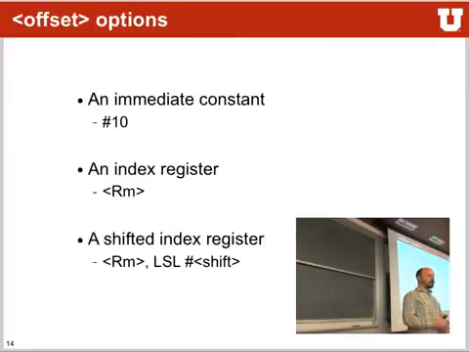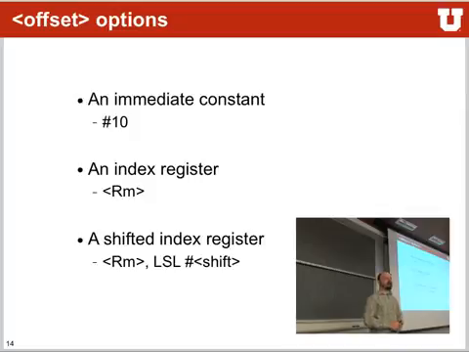A couple of possibilities for this offset. You can have an immediate constant. In this case, #10 is a decimal 10 constant. You can have an index register sometimes, depending on the encoding, where the offset is stored in a register itself. Or you can even have a shifted index register, so you have a register, but before it gets used, it will be left shifted or right shifted in one direction or the other.